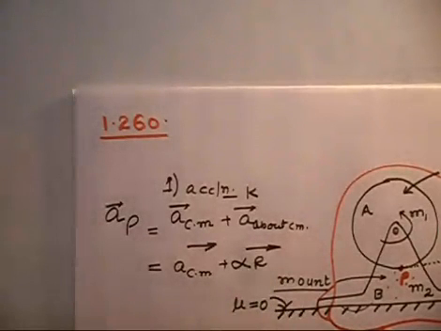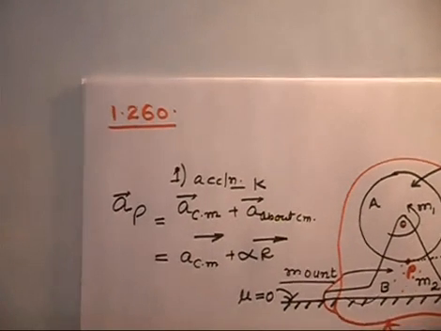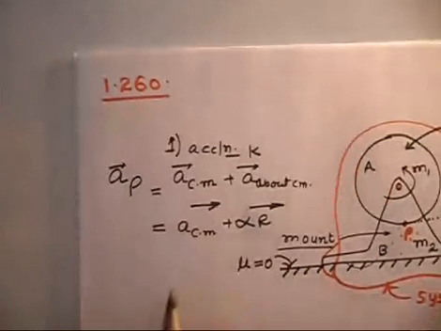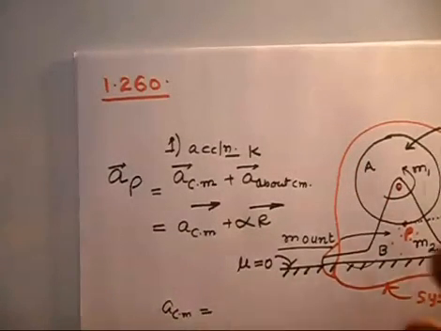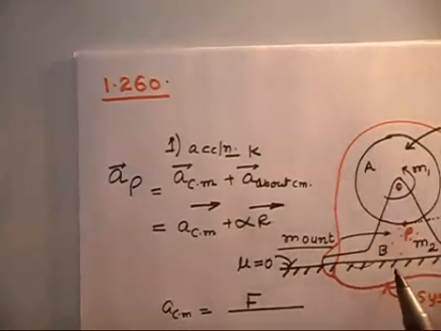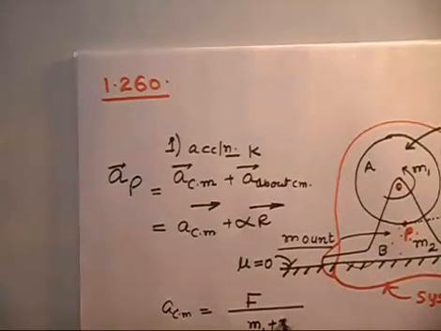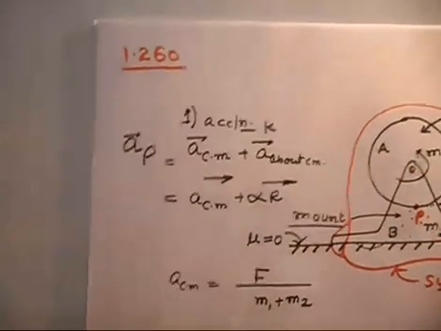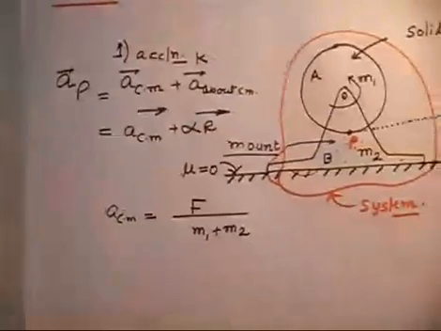Radius of this cylinder should be given in the problem. Even if it is not given, we will find in terms of other quantities. I think it should be given, so let us assume this is given. Now let us say find alpha. a_cm is very easy to find, because total force on this system is F. What is the mass of this system? Force by mass. Mass is m1 plus m2. So this is the acceleration of center of mass of this system.